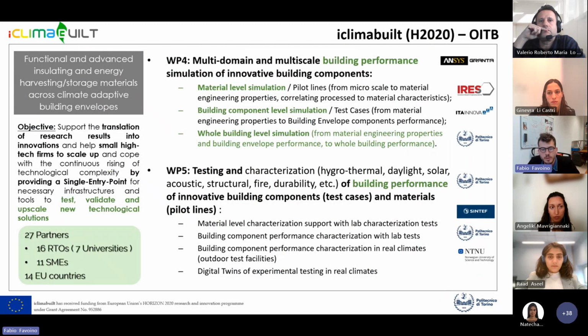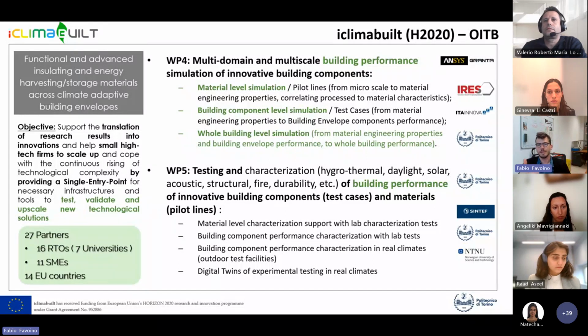In the context of the project, the activity related to the performance characterization, either virtual performance characterization or experimental, is related to 2 main work packages, work package 4 and 5. Work package 4 is related to the building performance simulation of innovative building envelope components, with a multi-scale and multi-domain approach. And then we will go a little bit in detail about that.